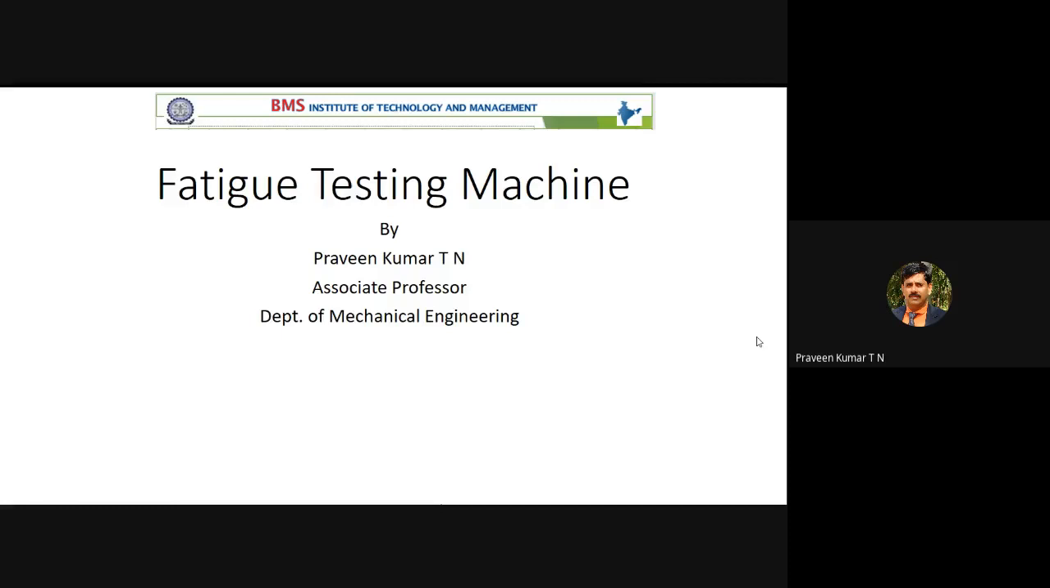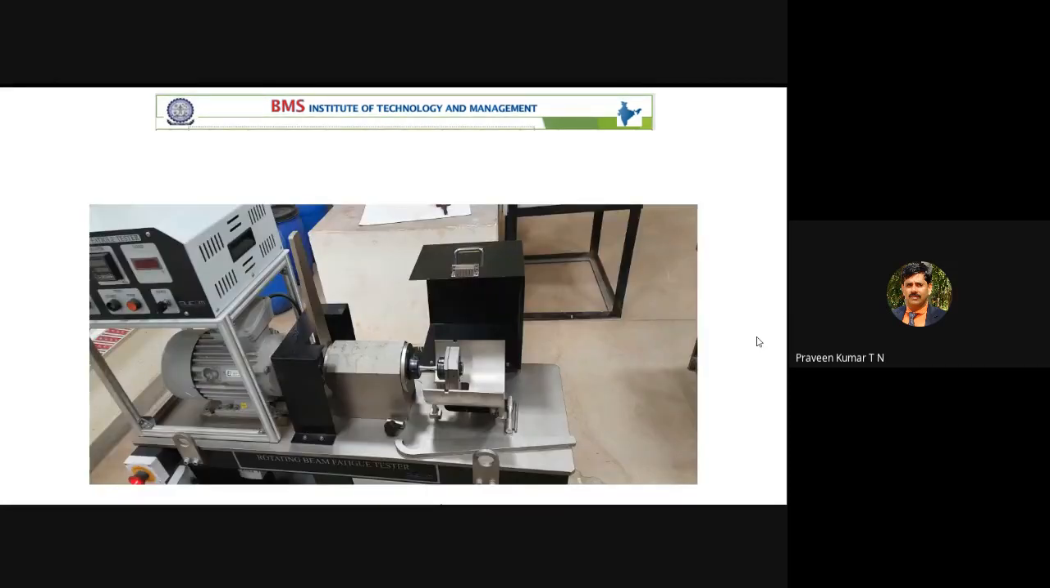To find out the dynamic strength, especially when it is subject to cyclic stresses, you have to go for a fatigue testing machine. I will not go into details. Already you have discussed it with some photos. These are photos you have already seen.